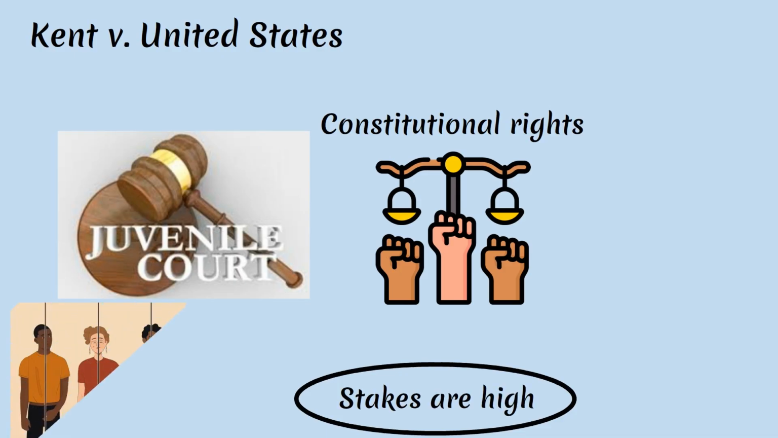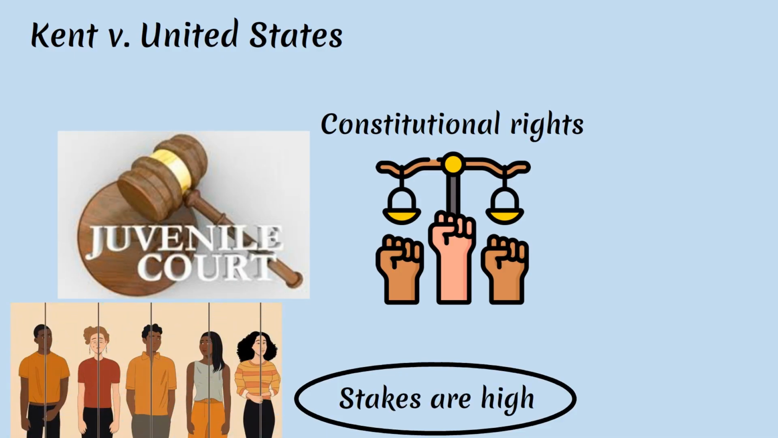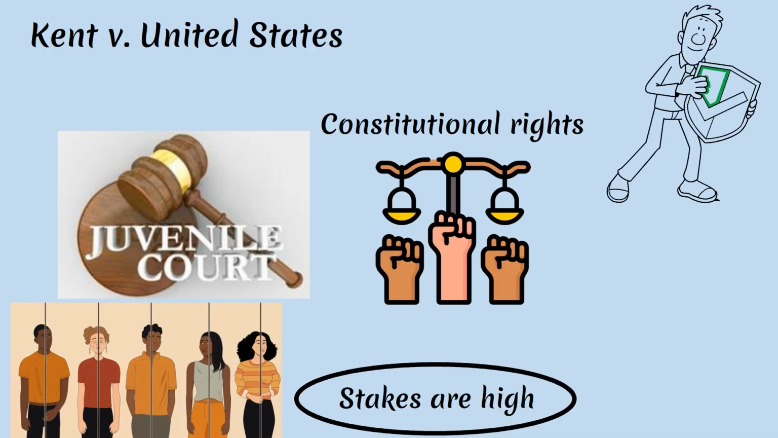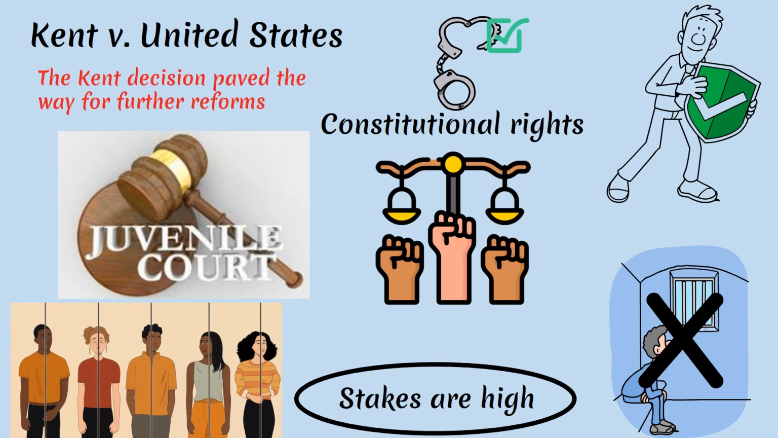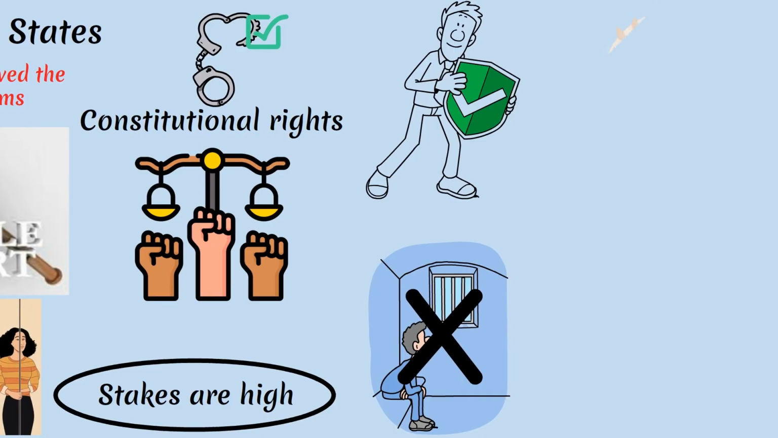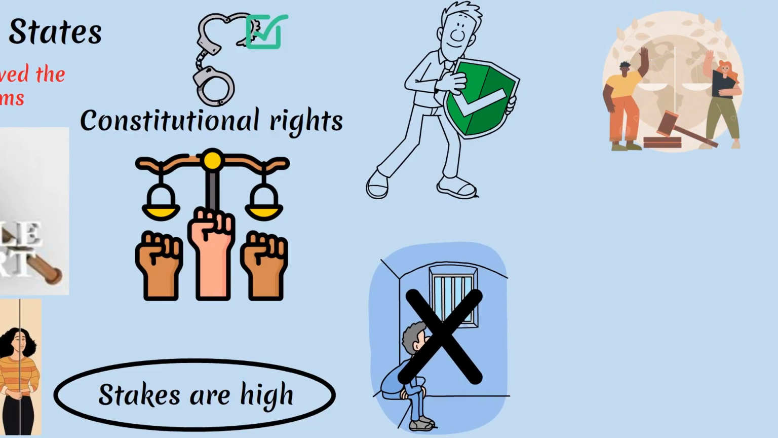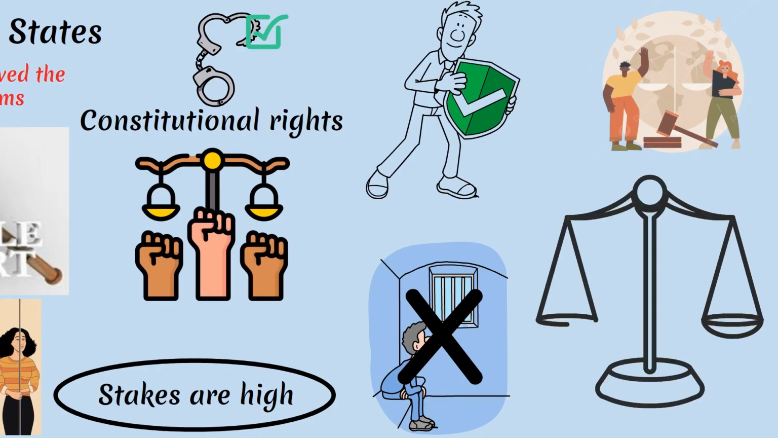This case is significant in the juvenile justice system because it established that minors are entitled to essential procedural safeguards. It underscored that while juvenile courts aim to rehabilitate rather than punish, they must still adhere to due process. The Kent decision paved the way for further reforms, including subsequent rulings that expanded the rights of juveniles. It remains foundational in understanding the balance between rehabilitation and justice in handling juvenile offenders.